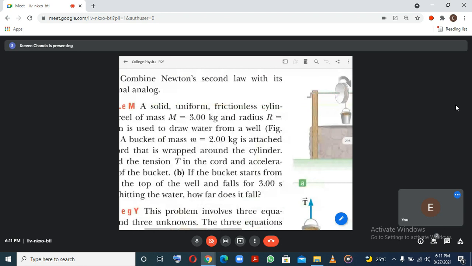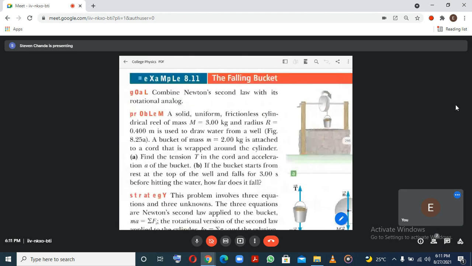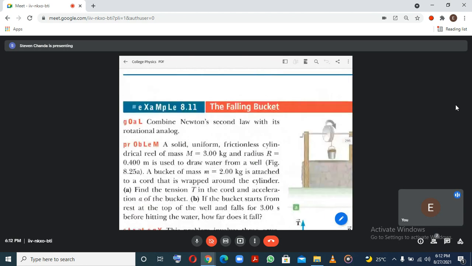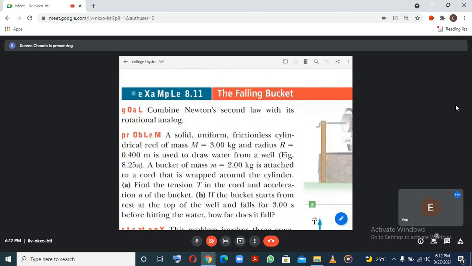Okay, let's zoom it like that. So we've already looked at it. A cord is wrapped around the cylinder, find the tension T in the cord and acceleration A of the bucket. Then B, if the bucket starts from rest at the top of the well and falls for 3 seconds before hitting the water, how far does it fall? So the second one is just basic kinematics, huh? But where the money really is for this topic is finding the tension and the acceleration.